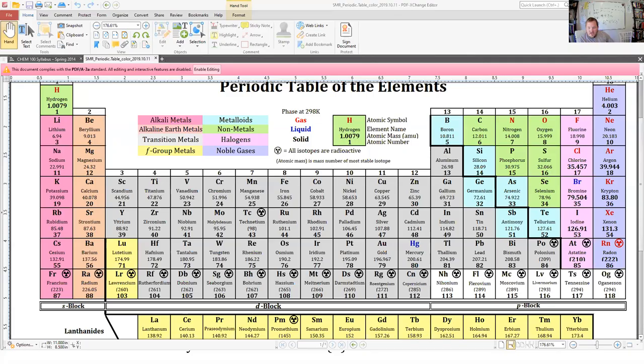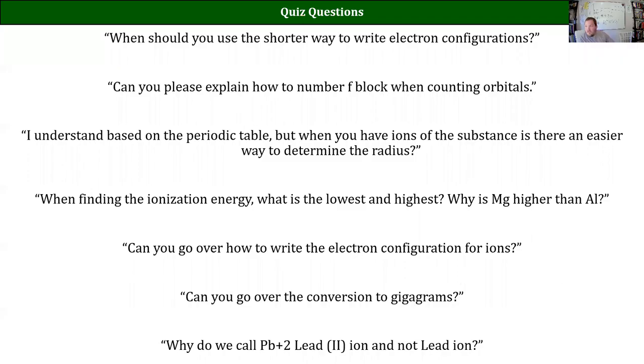And that was not critical to being able to answer the question on the quiz or the homework, right? I just said, this is lead two, here's its electron configuration, or what is the electron configuration? You didn't need to know that lead two, I told you that lead two was a plus two charge, and that's why we don't just say lead ion.